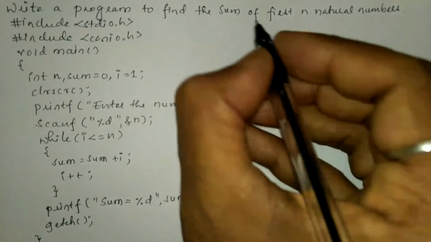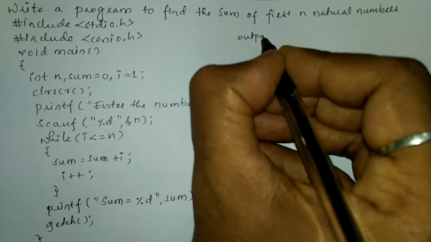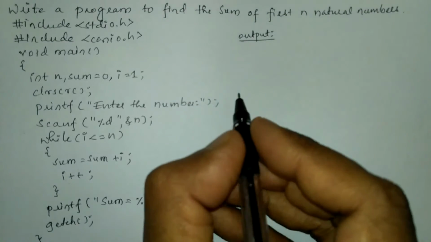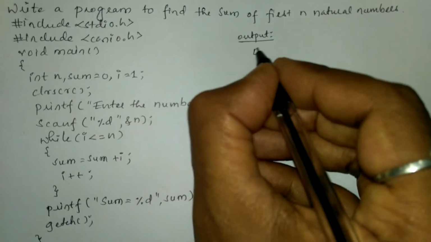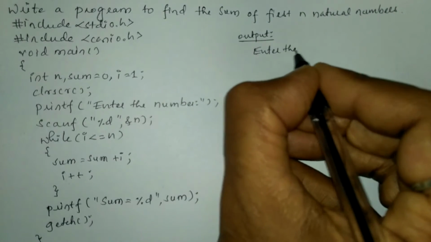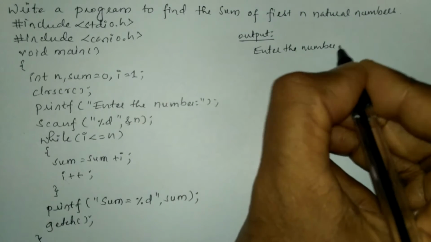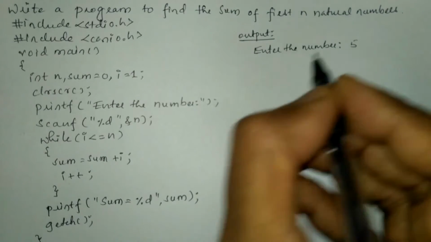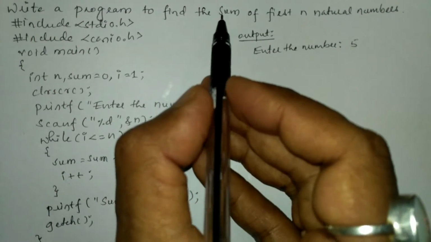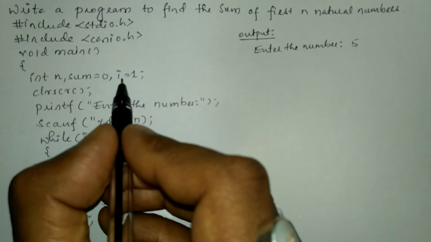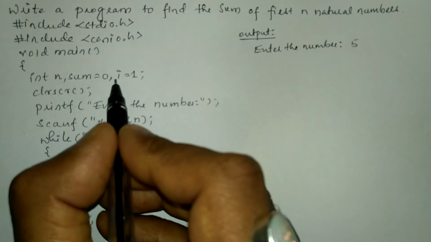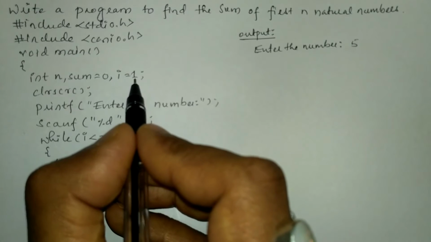Now let us take an example. Here I'll write output. Once we compile and run this program, it will ask the user to enter the number. For example, I'm going to enter 5. So here the purpose of the program is to find the sum of first n natural numbers. Natural number always starts from 1. That's the reason i is equated with value 1.